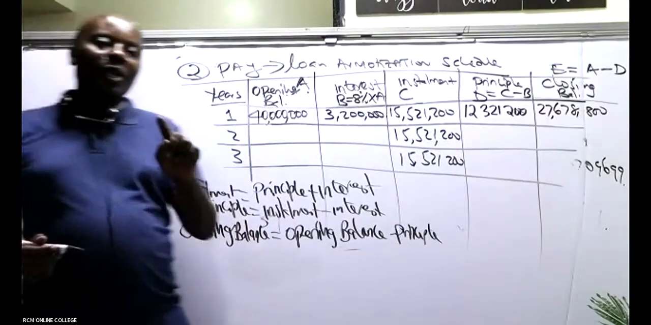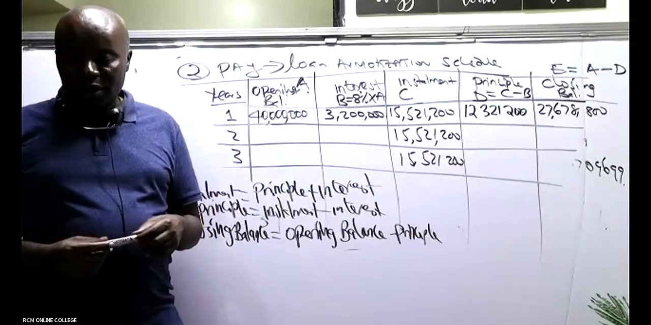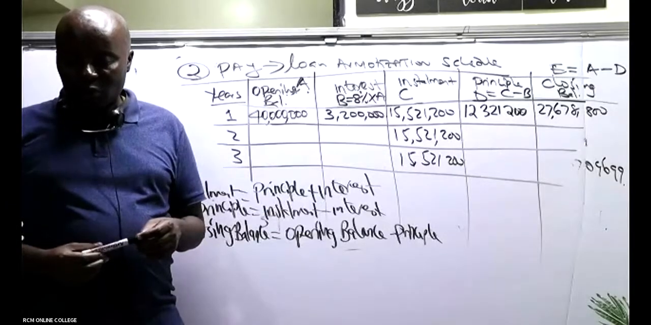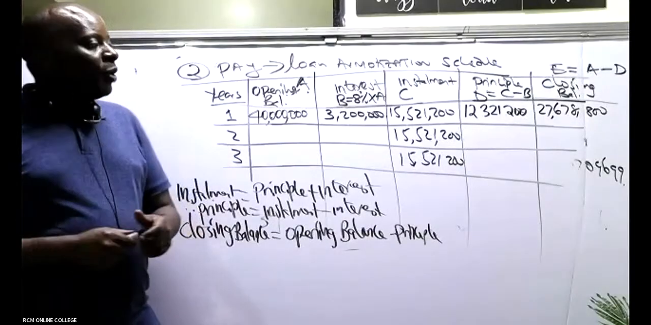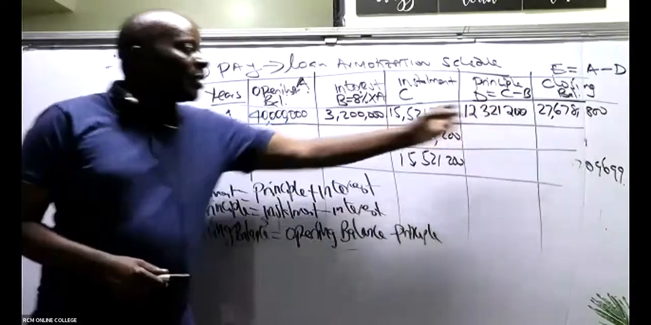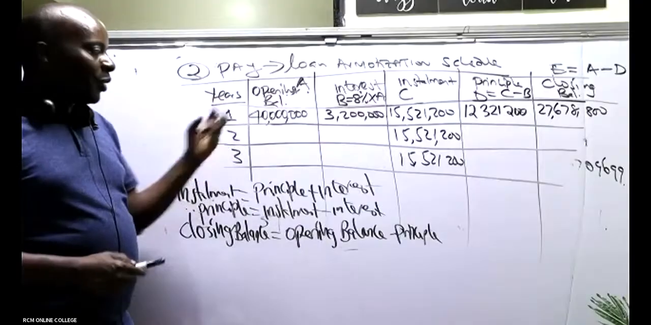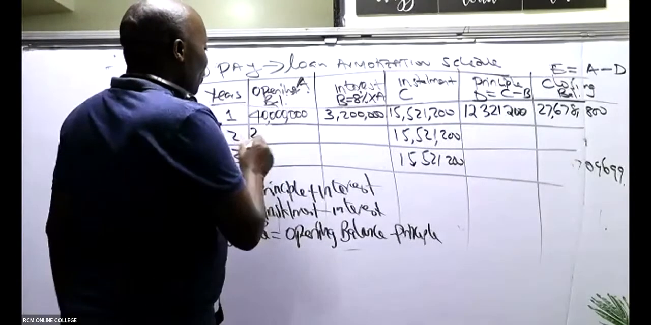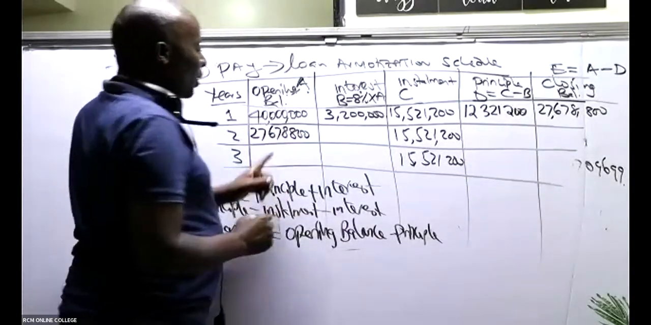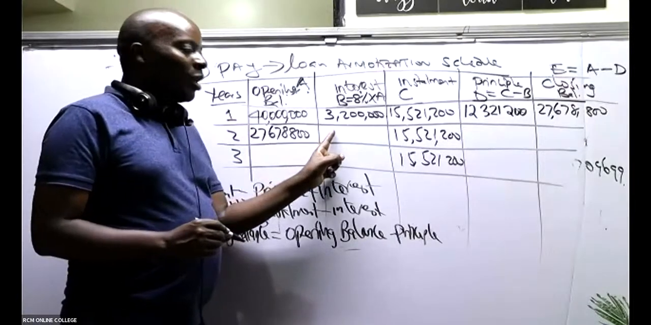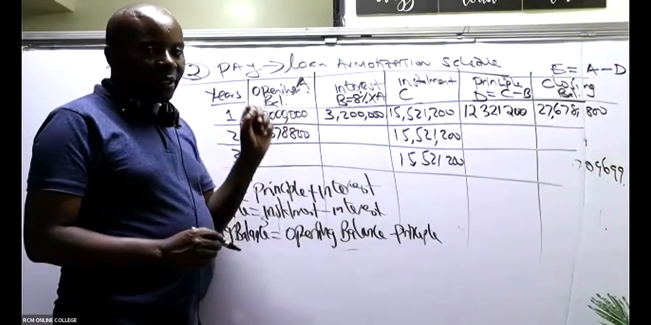27,678,800. Then what do you think about the opening balance of year number 2? Somebody, opening balance of year number 2 will be the closing for year 1. So we bring this closing for year 1 down here. We shall open with it here. So we have here 27,678,800. Now this is the amount that we shall use to charge you year 2's interest. So you take this one times 8%.